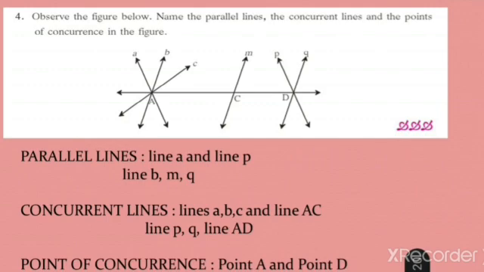and Q. Concurrent lines, the lines which pass through a single point. Line A, line B, line C and line AC are concurrent lines. We have another set of concurrent lines, that is line P, line Q and line AD. Now point of concurrence. Point A and point D are the point of concurrence.